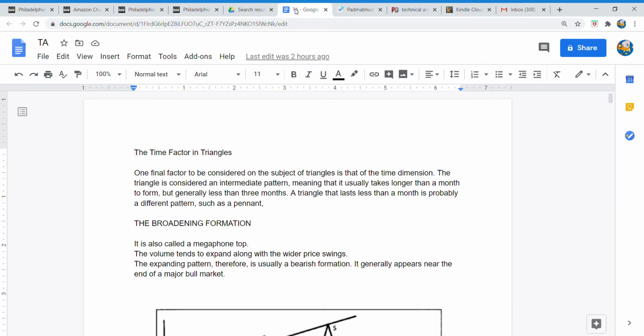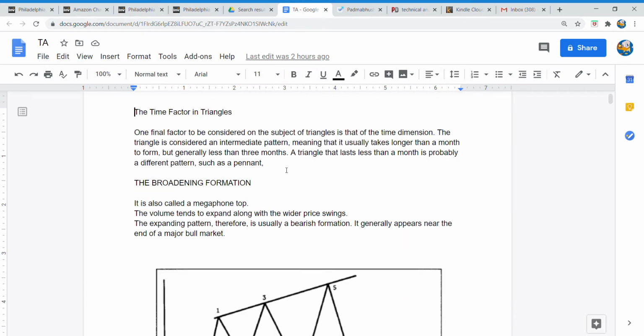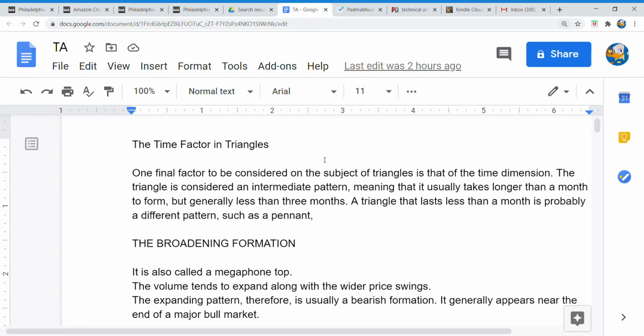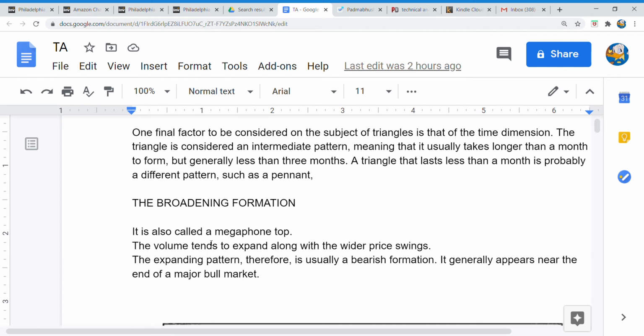Time factor in triangles. One final factor to be considered on the subject of triangles is the time dimension. The triangle is considered an intermediate pattern, meaning that it usually takes longer than a month to form, but generally less than 3 months. A triangle that lasts less than a month is probably a different pattern, such as a pennant.